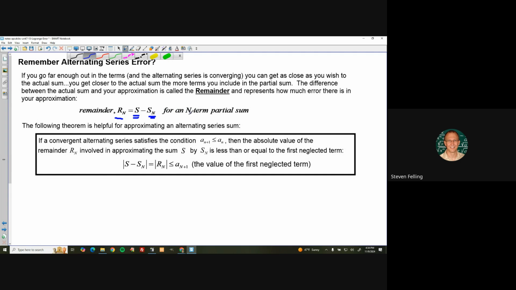And then the theorem was that the error, or the remainder, is always less than or equal to the value of the first neglected term. Right? So it's not going to be exactly that, but that's the upper bound on the error. So the error will not be larger than the first term that you don't include. Right? And this is because in a converging alternating series, you have to have decreasing terms. So the next term is going to be the biggest term that you'll encounter in the rest of the series.